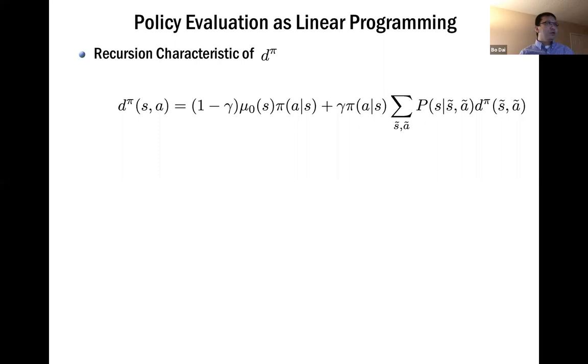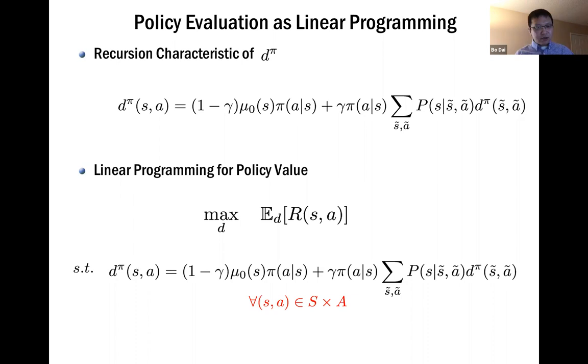structure in d pi. So with this characteristic of d pi and also the definition of the policy value, we can rewrite the policy value into a linear programming formulation. That's right here. Okay, now it seems like we have a new way to represent the policy value. But actually this way, it's not easy to solve. Why? Because the constraint is with respect to every state and action pair, which means if your state and action are infinitely many, this pair will go to infinitely many. So there are too many constraints to solve in this formulation.